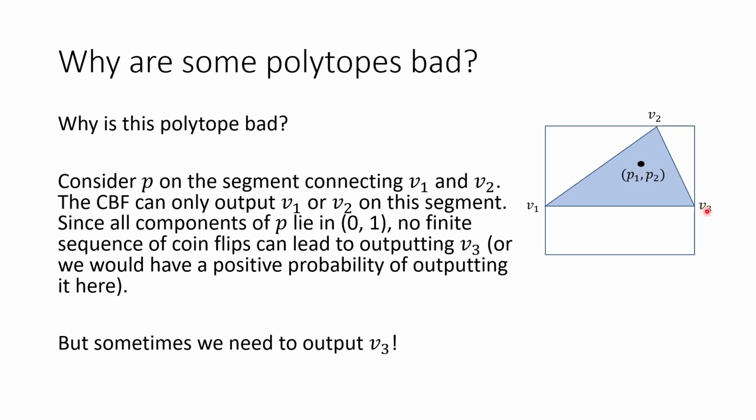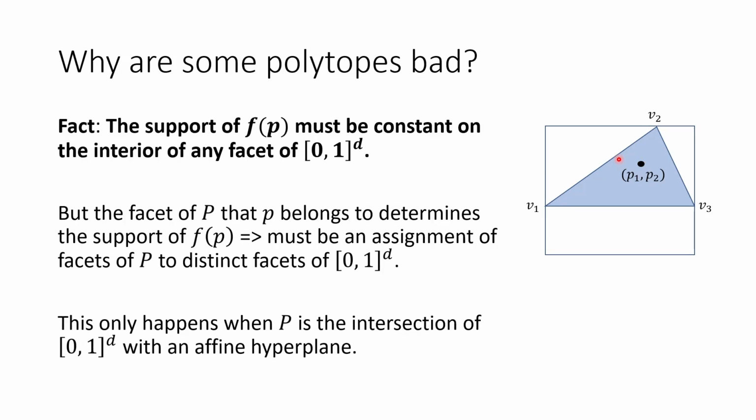But again, we have the same issue as before, because sometimes we need to output V3. For example, if (P1, P2) is this point in the middle of the triangle, we need to output V3 with some positive probability. Otherwise, we're going to output something with expectation contained in this line segment. We've reached a contradiction. So just as before, we can summarize this into a fact that looks like the fact we had before. Now it's a little bit more subtle.